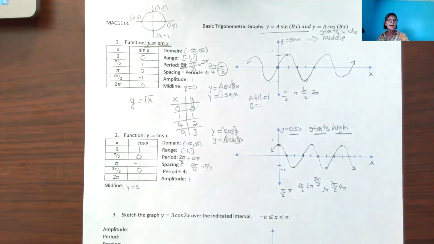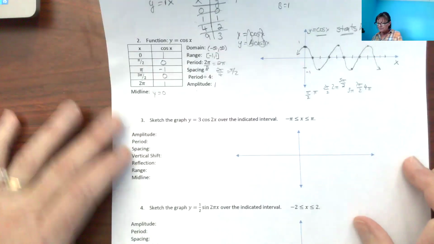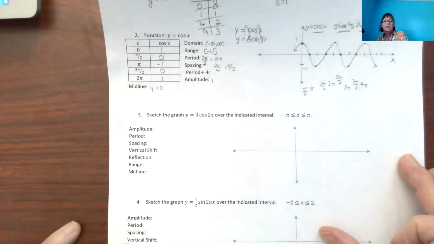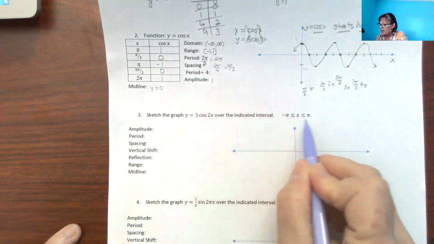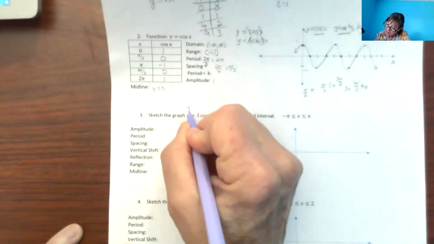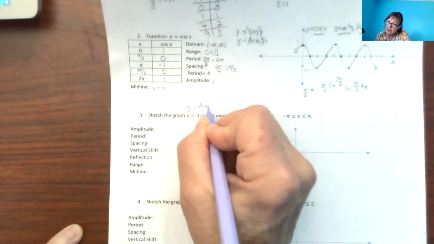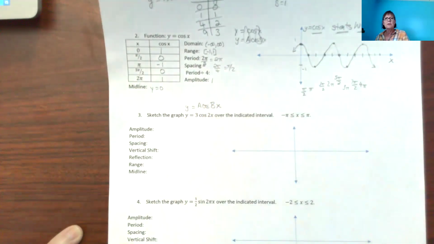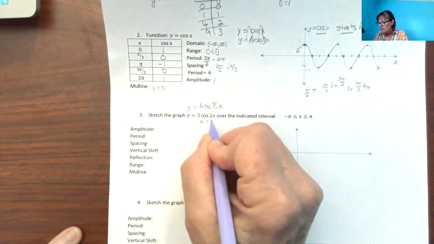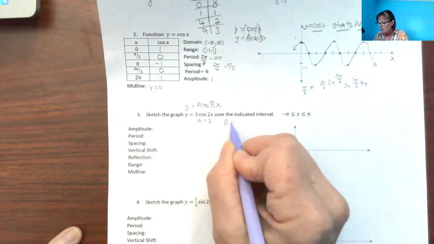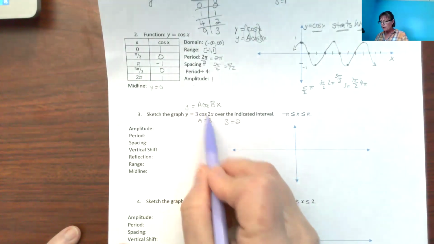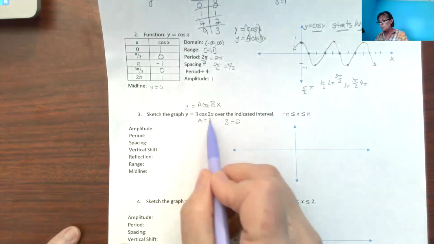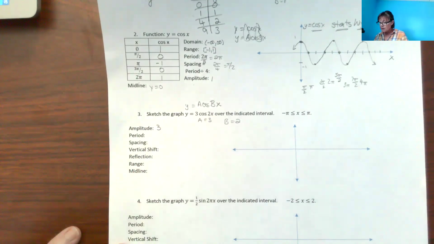Now, here we go. We're going to graph a couple of basic graphs. Number 3: sketch the graph of y equals 3 cosine of 2x, over the interval -pi to pi. We want to keep in mind that this is y equals a cosine of bx. The value of a is 3, and the value of b is 2. So the amplitude is the absolute value of a. That's how high and low it's going to toggle. So the amplitude for this graph is 3 because a is 3.